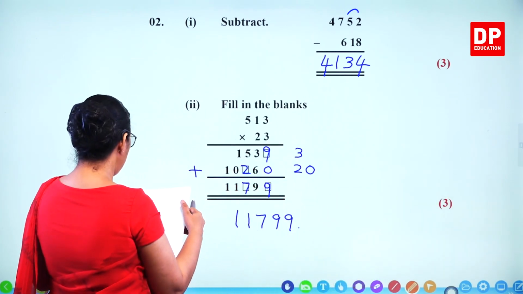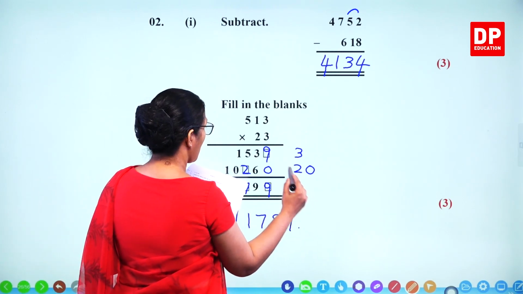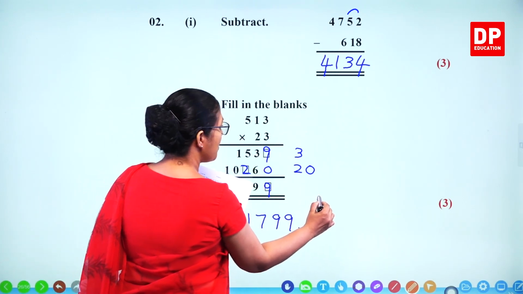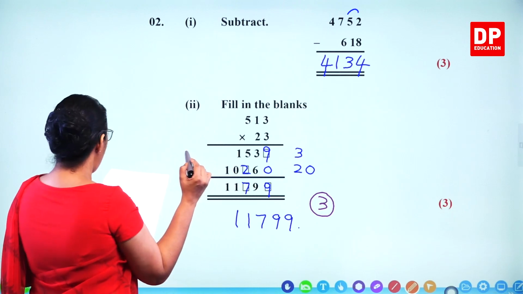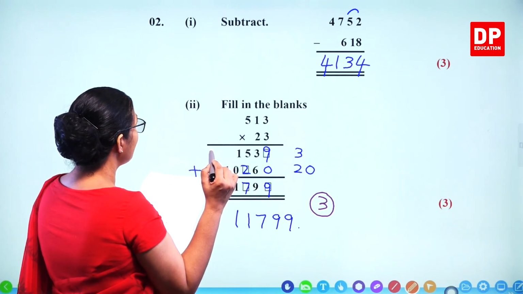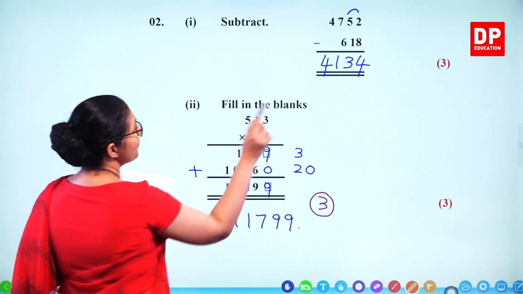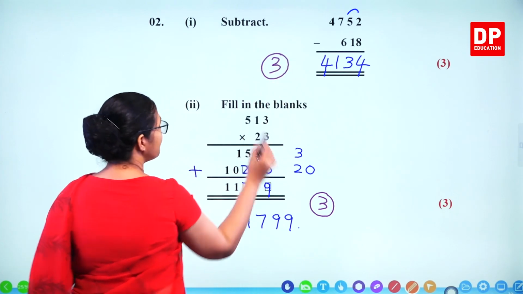So you get 3 marks here. So 3 marks for all these. And part 1, you have to subtract. So you get here this one, 3 marks.